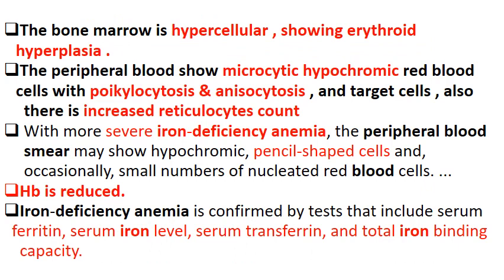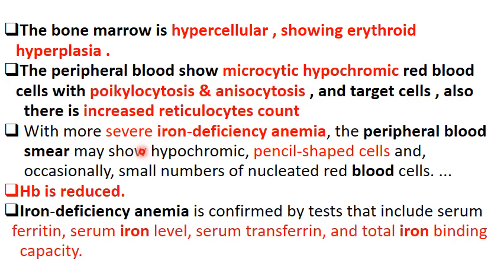The bone marrow in patients with iron deficiency anemia is hypercellular, showing erythroid hyperplasia. The peripheral blood shows microcytic red blood cells. The size of the cells is small, hypochromic, with less amount of hemoglobin. According to the severity of anemia, there is mild to moderate poikilocytosis and anisocytosis. Sometimes a few target cells are found in the peripheral blood film. And there is increased reticulocyte count because of the erythroid hyperplasia.